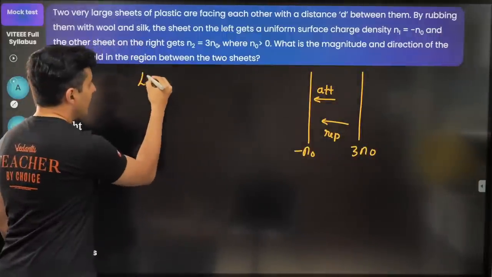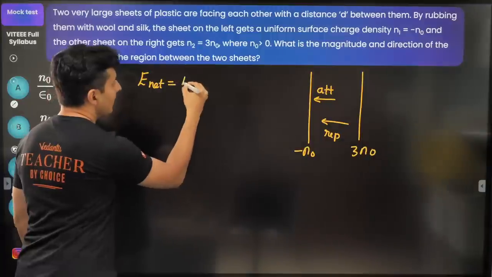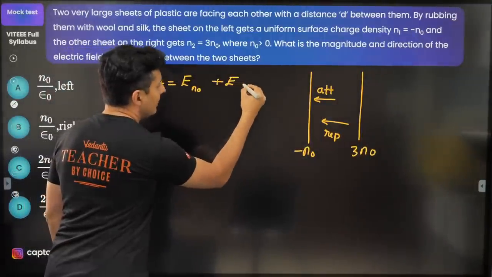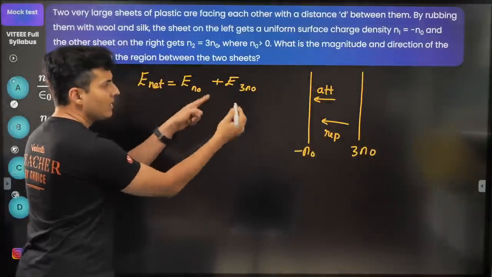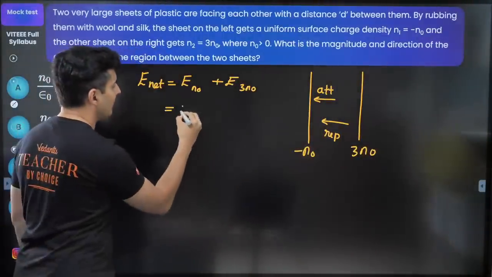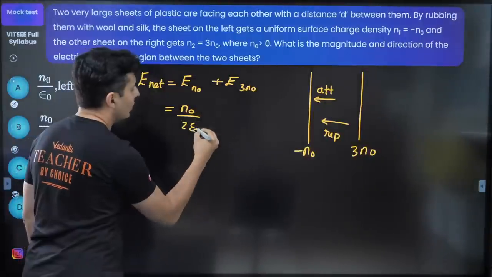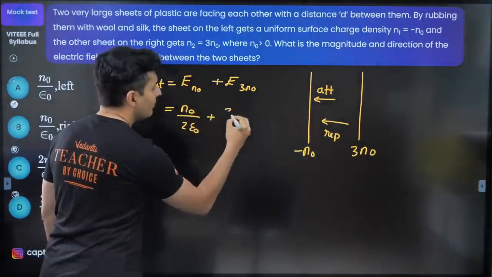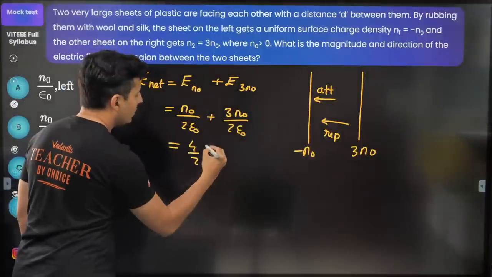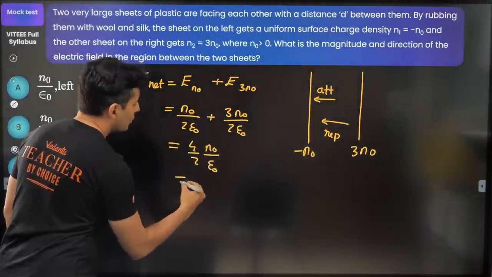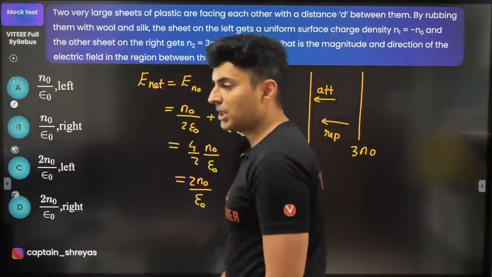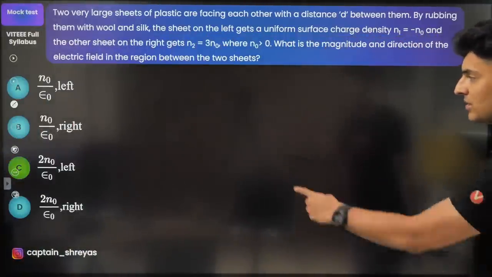So the net electric field will be the electric field due to N naught and also the electric field due to 3N naught. Both will add because they are helping each other. Electric field due to N naught will be sigma, and sigma is itself N naught by 2 epsilon naught, plus here you will have 3N naught by 2 epsilon naught. So it will be 4 by 2 N naught by epsilon naught, so it is 2 times N naught by epsilon naught. Just check this out. Option C. Yep, it is option C indeed.